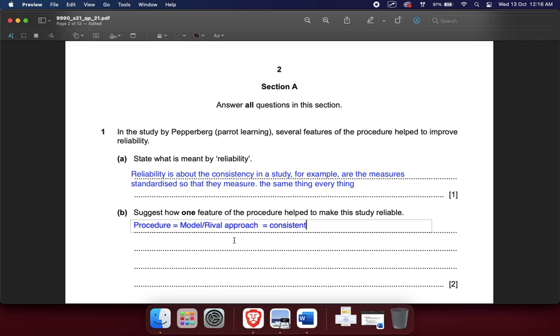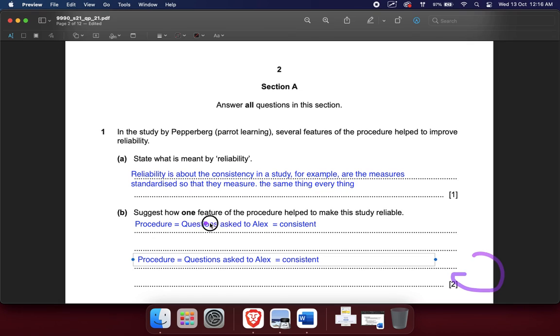What else was consistent? You could say things like the questions asked to Alex were consistent as well. What were the questions? What's same, what's different? Okay, so let's use that as an answer. Although you could use other answers as well. That's not the only answer. So remember, this is a 2-mark question.